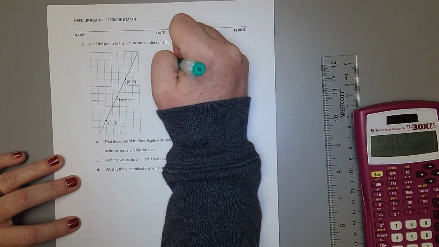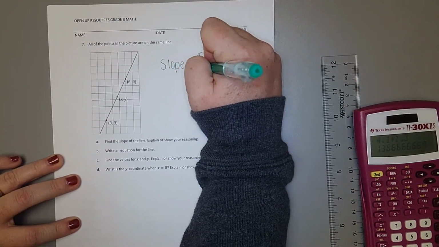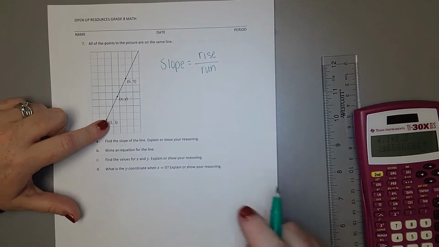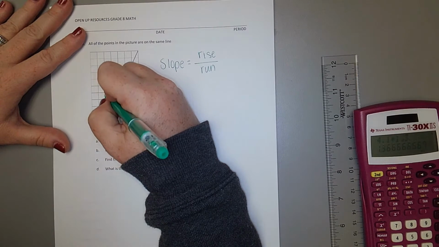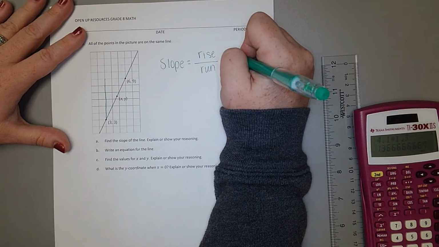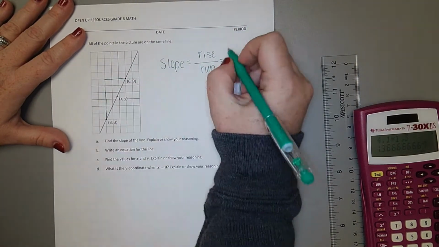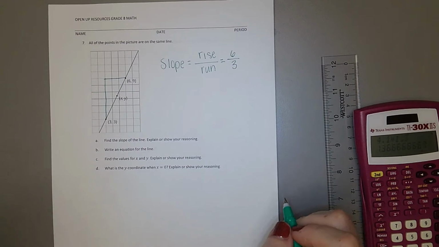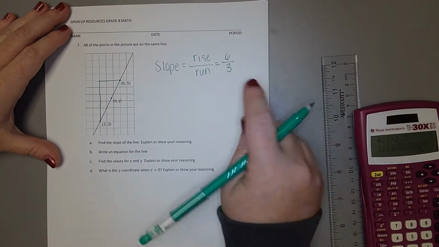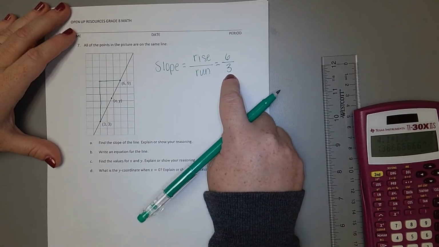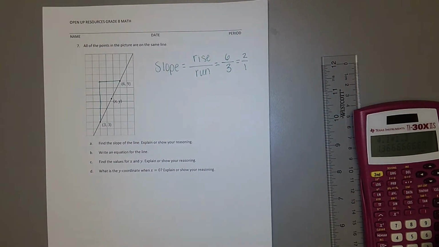So slope equals rise over run. So we're going from 3, 3 to 6, 9. So we go up 1, 2, 3, 4, 5, 6. And over 1, 2, 3. That can be reduced. So we have 6 divided by 3, or 6 over 3, can be reduced to 2 over 1. You can write it just as 2.